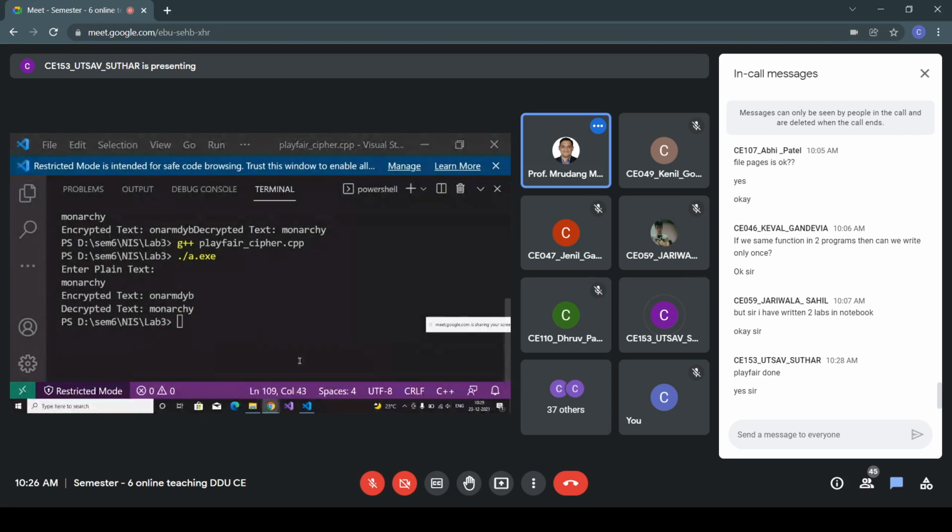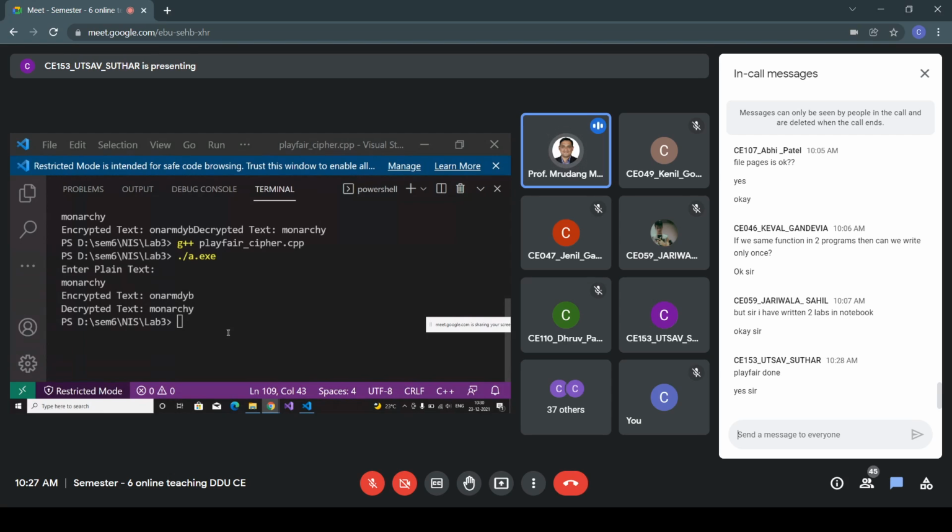Screen visible? Okay. For monarchy, plain text I have done. Encryption and decryption. Encrypted text and decrypted text. Plain text is monarchy or key is monarchy? Which key have you used? Monarchy. 5 cross 5, yes, for example.